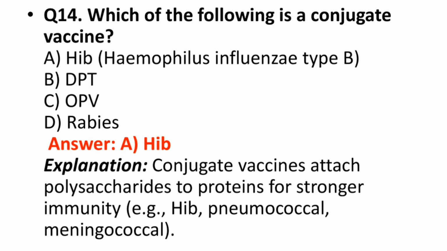Which of the following is a conjugate vaccine? Option A, Hib, Haemophilus influenzae type B. Option B, DPT. Option C, OPV. Option D, rabies. The correct answer is option A, Hib. Conjugate vaccines attach polysaccharides to proteins for stronger immunity. Examples: Hib, pneumococcal, meningococcal.